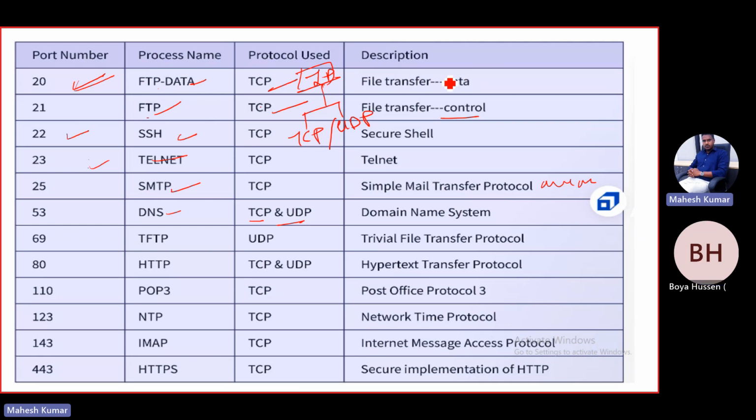IP is the root. Under IP everything will work, like TCP and UDP both work under IP only. Like TFTP, HTTP, POP3, NTP, IMAP, HTTPS, we have these services with port numbers, and every service works under a particular protocol. Either it will work on TCP, otherwise it will work on UDP.